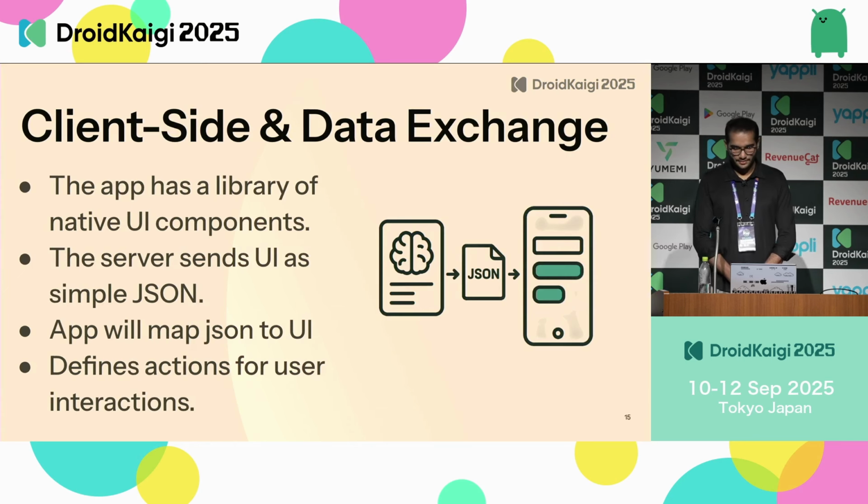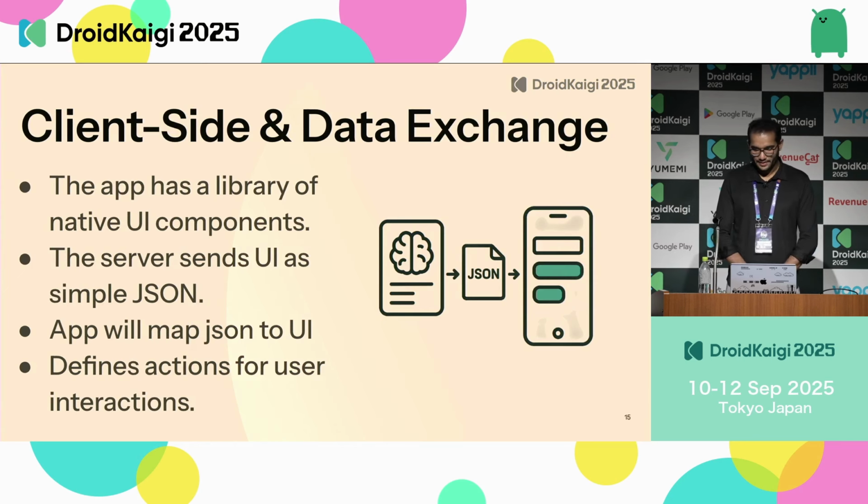On the app side, there will be a library of UI components, like buttons, text, images. It depends on what your product actually needs. If you are working for a media company, maybe you require a video player as well. It totally depends on the product. The server sends the instructions. The app maps the instructions to the UI components and renders them to the screen.